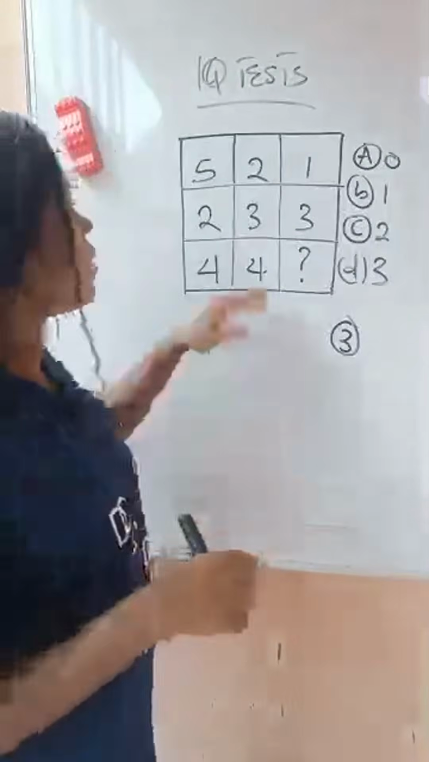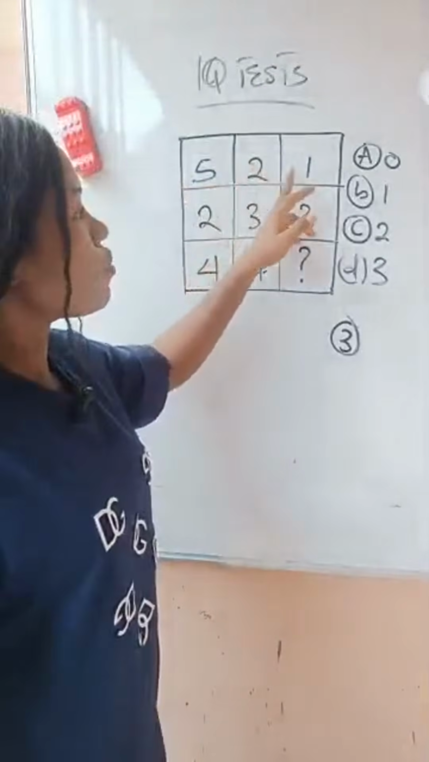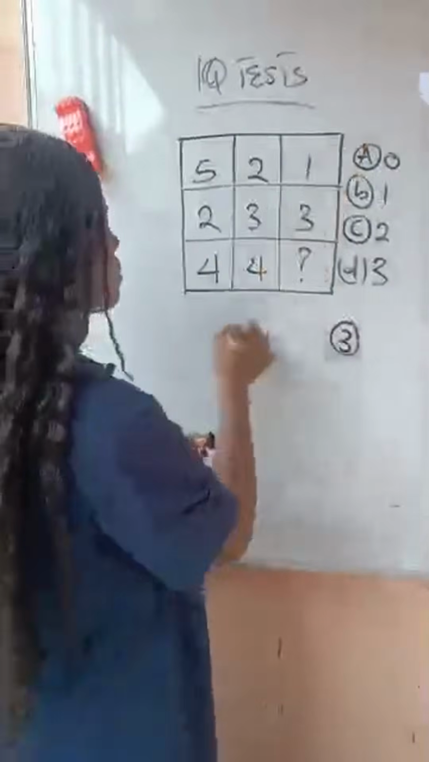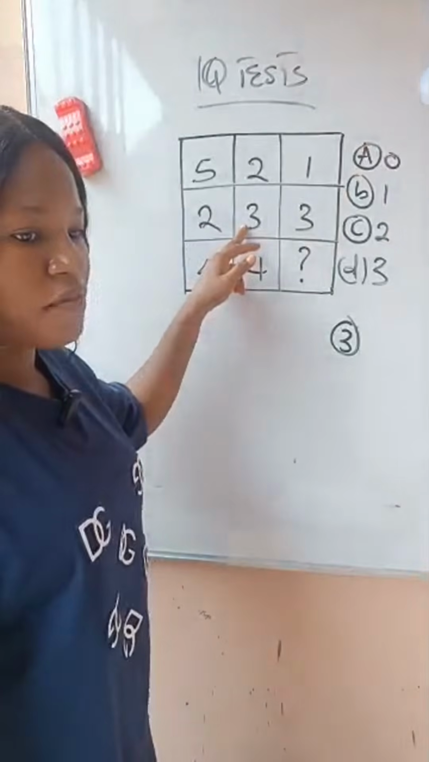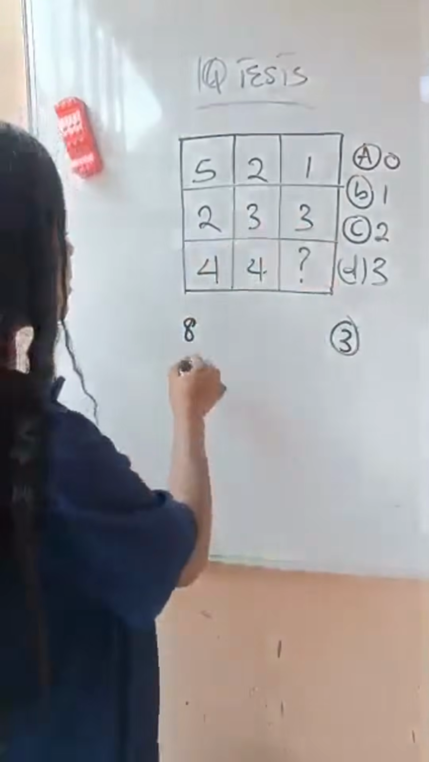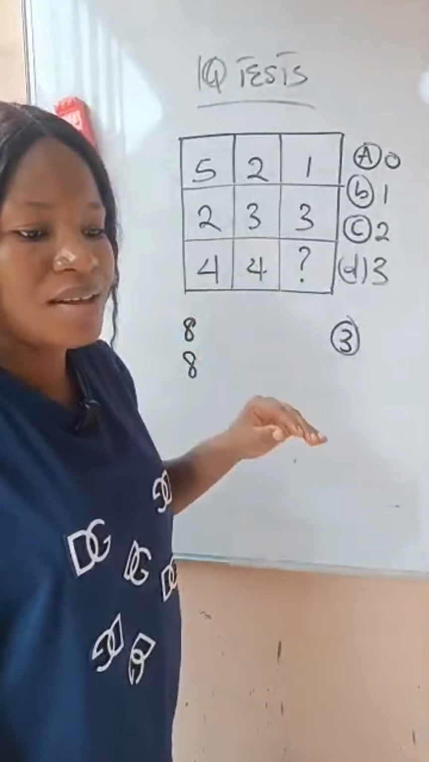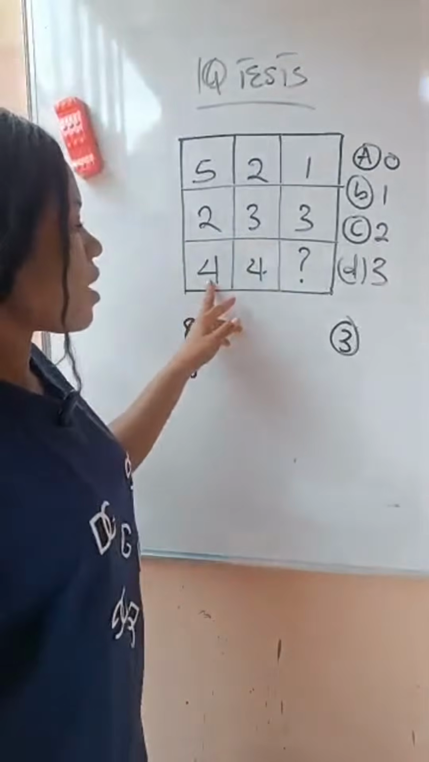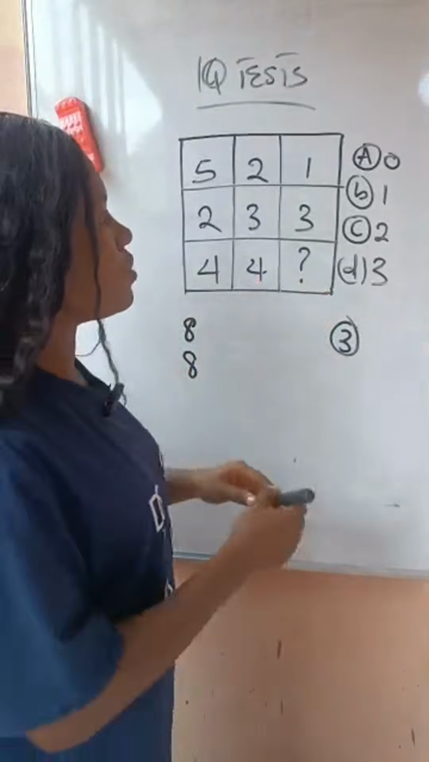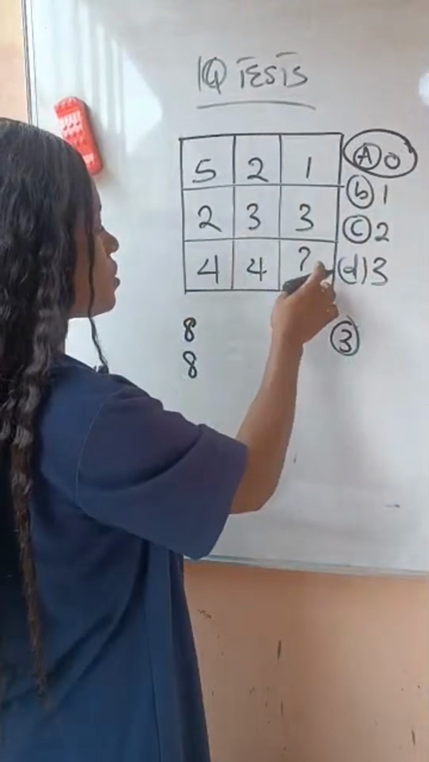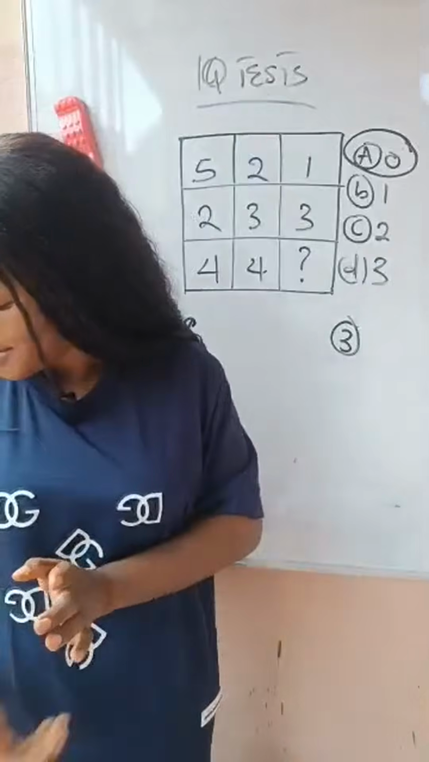So let's add the rows. 5 plus 2 gives us 7, and 7 plus 1 gives us 8. The first row gave us 8. The second row, 2 plus 3 is 5, and 5 plus 3 is 8. You can see that this is more convincing. It's telling us to add the rows and they are going to total 8. So for the last row, 4 plus 4 is already 8, meaning this should be 0, because 4 plus 4 plus 0 gives us 8. And that is it. If you got this correctly, congratulations.